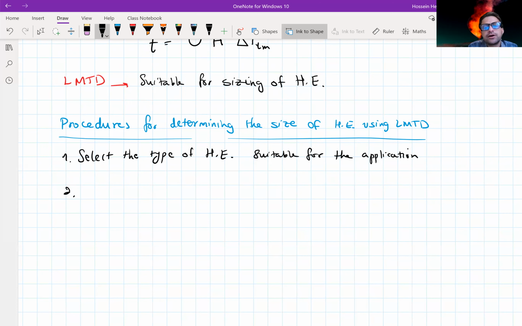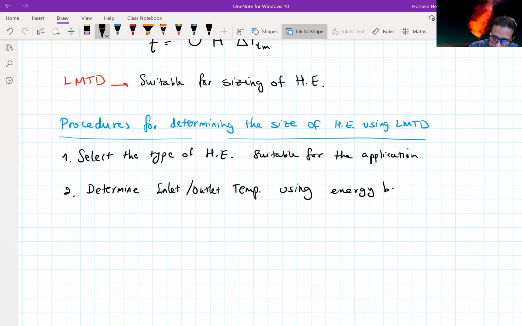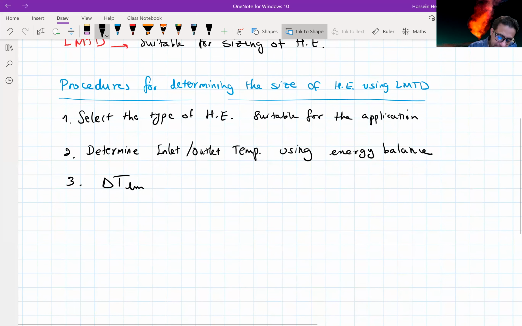Then we determine any unknown inlet and outlet temperature using energy balance. The next step is we calculate the log mean temperature difference as a driving force for the heat transfer.